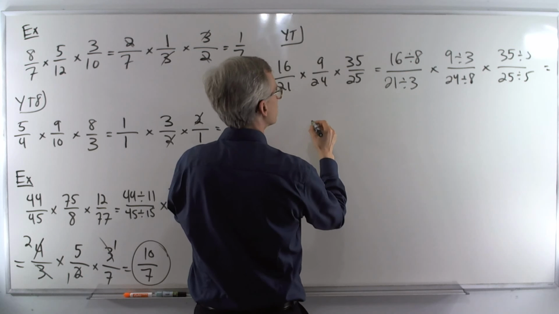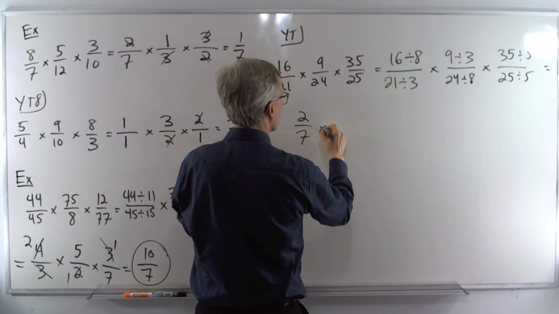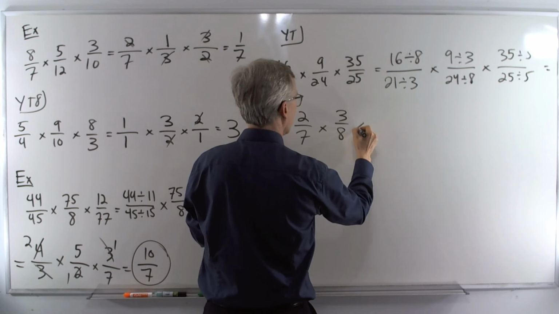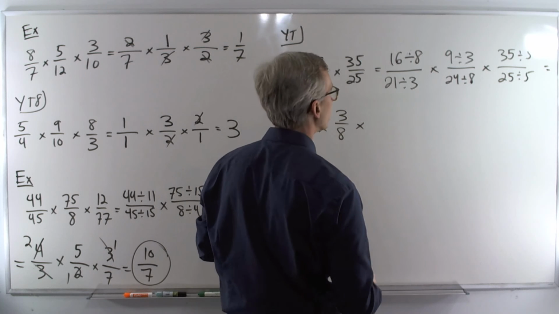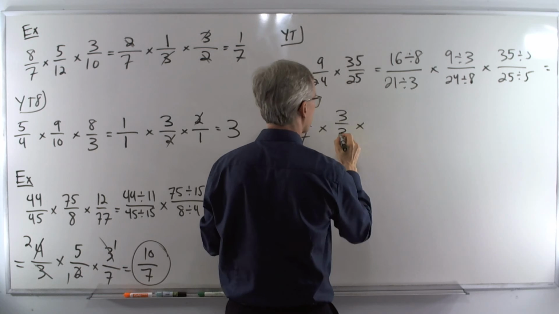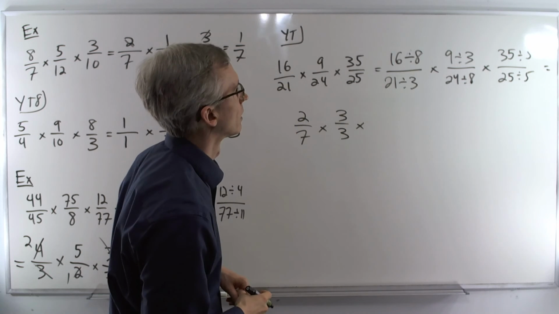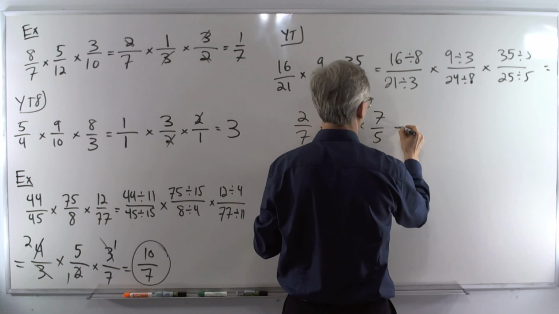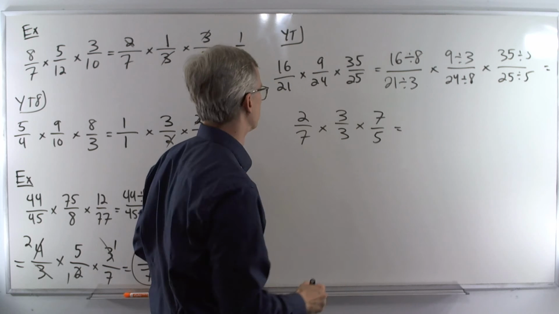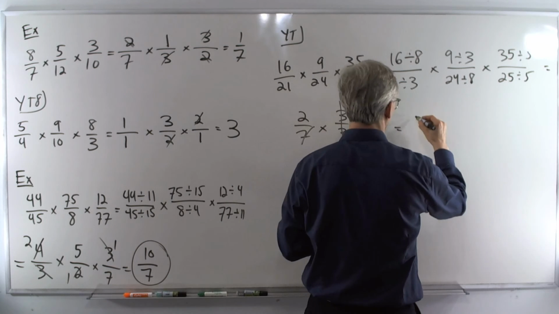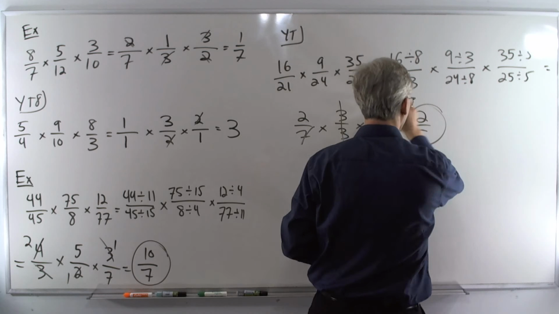That gives us 2 sevenths, 3 eighths. Oh, wait, hang on, what am I doing here? 3 thirds. That's an 8. That makes 3 thirds, okay. And then 7 fifths. All right, the 3's cancel. They're gone. 7's cancel. What are we left with? 2 on top. And 5 on the bottom. 2/5.